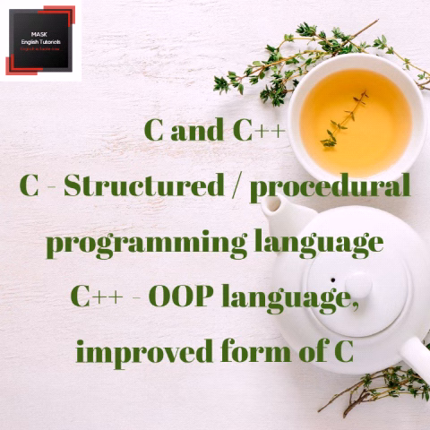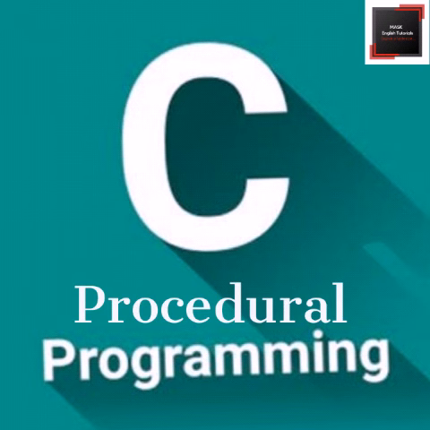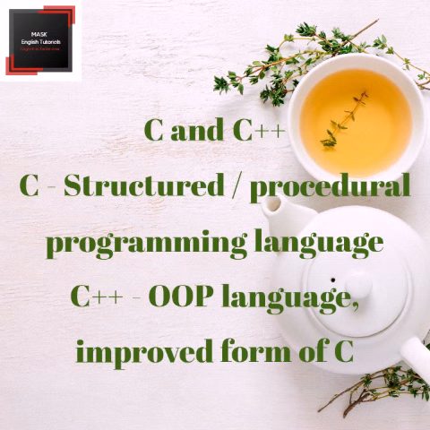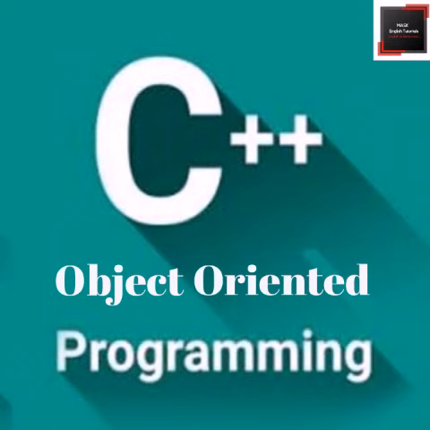Fourth, differences between C and C++. C is a structured or procedural programming language and does not support classes in objects. C++ is an object-oriented programming language that supports polymorphism, encapsulation, inheritance, and so on. Basically, C++ is the improved form of C.